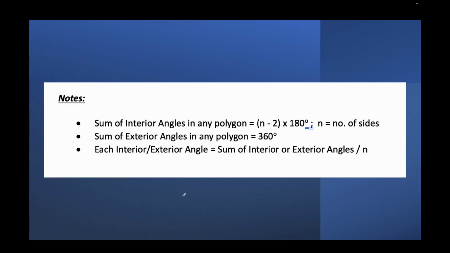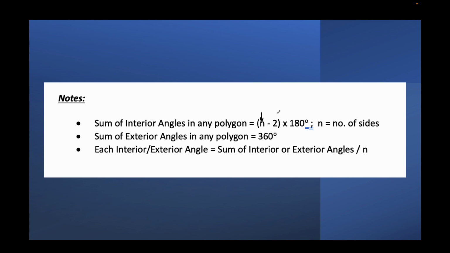And now we come to the part where we have to do some calculations regarding the angles. The sum of interior angles in any polygon can be calculated with the formula (n minus 2) times 180 degrees, where n is the number of sides. For example, for a four-sided polygon we put 4 here. So 4 minus 2 is 2, and 2 into 180 is 360 degrees. So the sum of the interior angles of a four-sided polygon is 360 degrees.